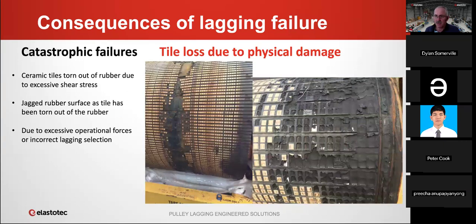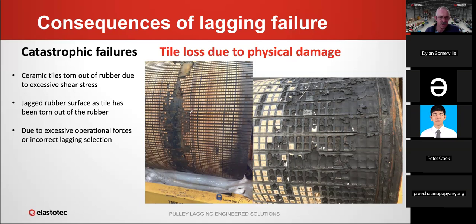The next cause of tile loss is what we term physical damage. This is where the tiles have been torn out of the lagging, and it's evident because the pocket where the tile was is rough and jagged. You can see here where the tile was. It's not a smooth pocket, it's a rough pocket. If you were able to find these tiles, you'd probably find them covered with rubber.